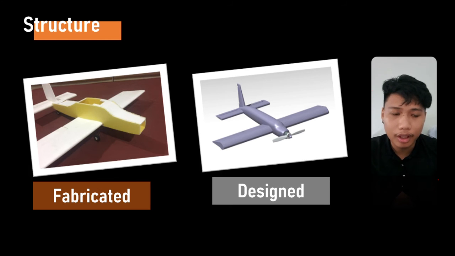Parameters-wise, the wingspan, the length of the fuselage, the radius of the fuselage, the length of the stabilizers, the vertical and horizontal stabilizers, all are the same. All are kept at what we have designed in the first place. I think that's it for materials and structure. Thank you.